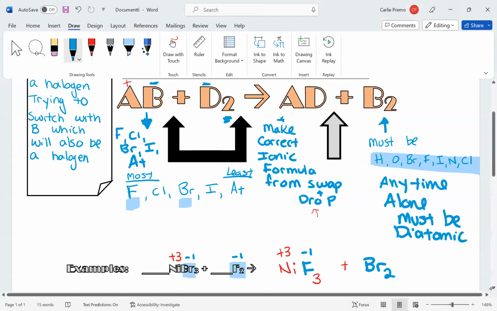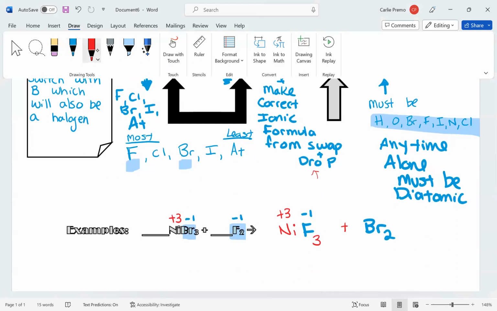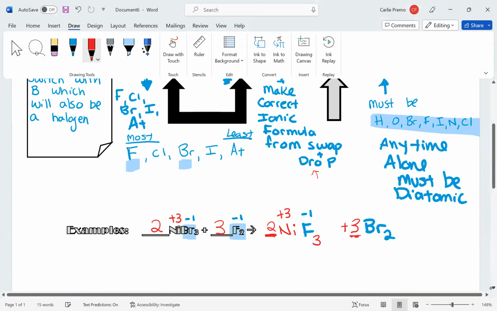And then lastly, we would have to balance. So we would look at the fact that we have 3 fluorines and 2 fluorines, so we need a common factor of 6 there. And so that means a 2 in front, and then a 3 here. That means 2 nickels here, and then therefore a 3 here as well.